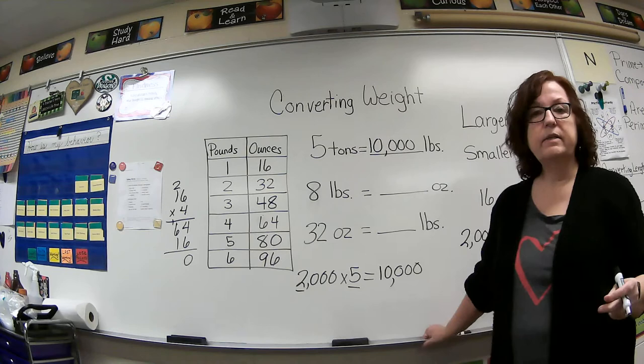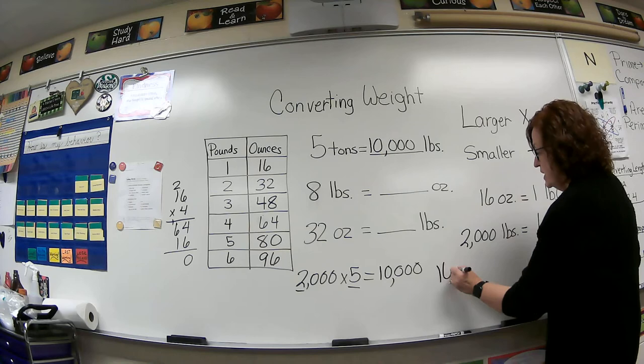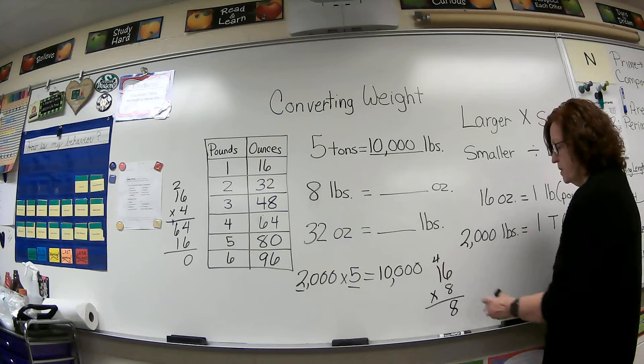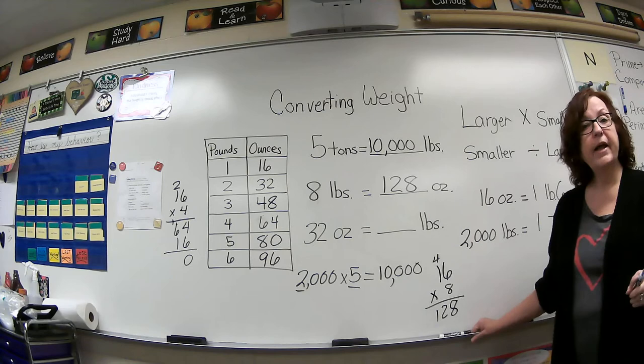Yes. All right, so 8 pounds, 2 ounces. Okay, so 8 pounds, we would do 16 times 8, or 8 times 6. I can't talk this morning. 8 times 6 is 48. Carry your 4. 8 times 1 is 8, plus 4 is 12, so 8 pounds is 128 ounces, okay?